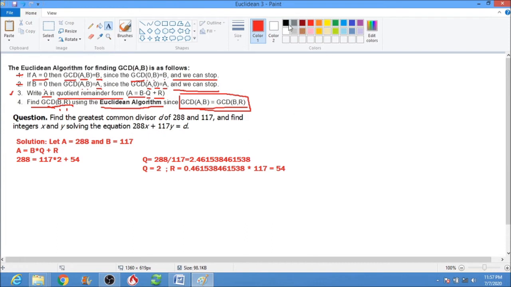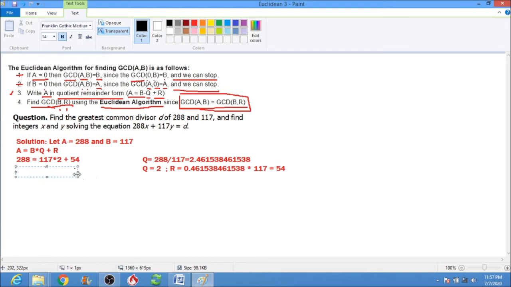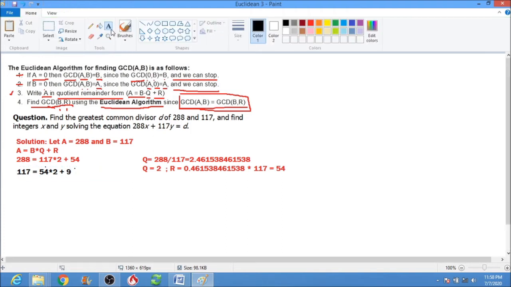Okay. Then again, 117 is your B and 54 is your R. So rewriting them to quotient remainder form, 117 is equal to 54 times the quotient, 117 divided by 54, so we have 2 plus the remainder, which is 8.999 or 9.